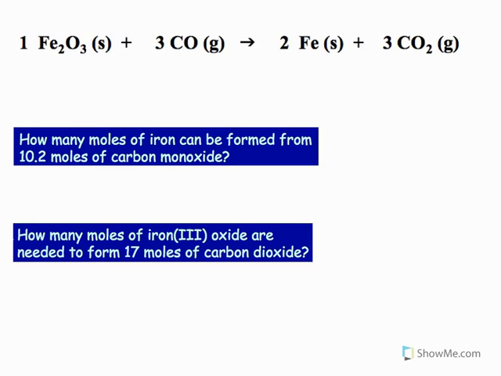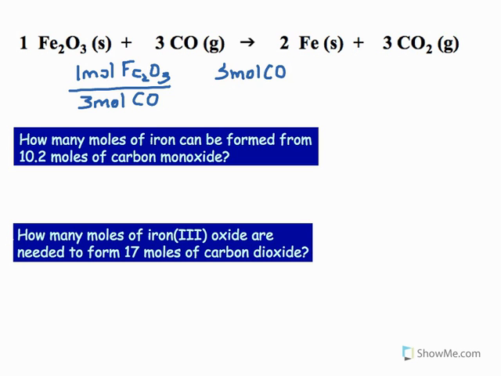Now, the ratios tell me that for every 1 mole of iron oxide, I need 3 moles of carbon monoxide to use it up. So I need 3 times more carbon monoxide than I do iron oxide. Or it'll tell me this: I have 3 moles of carbon monoxide in every 1 mole of iron oxide. So I can rotate it around if I need to.